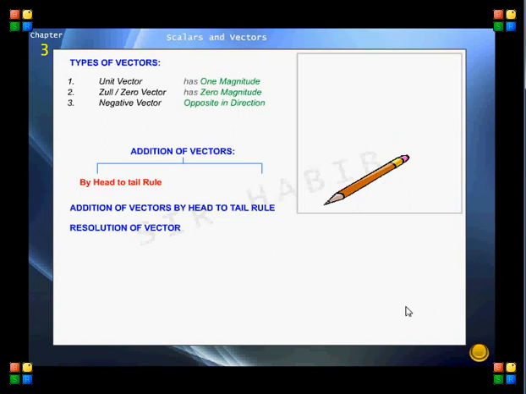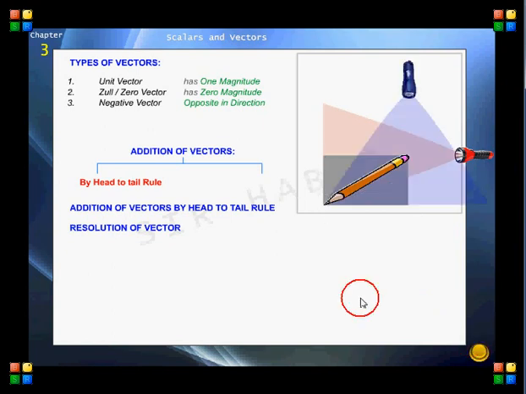Resolution of vector. I have a pencil. If we switch on our light from up to down, we will see the shadow of the pencil up to here. And if we switch on the light from right to left, we will see the shade of the pencil is like this dark area. Now if we switch on both lights, we will see the shadow here and here on this wall, and maybe this is the floor.